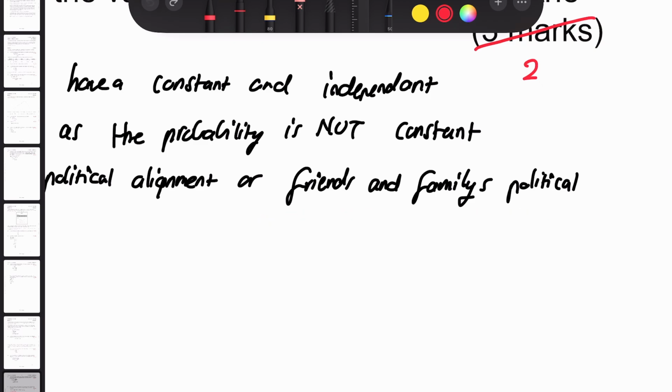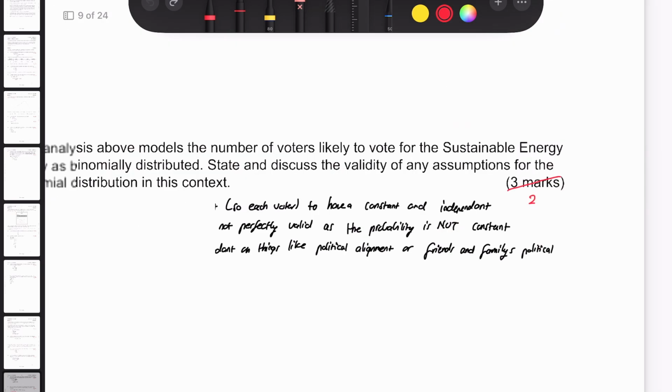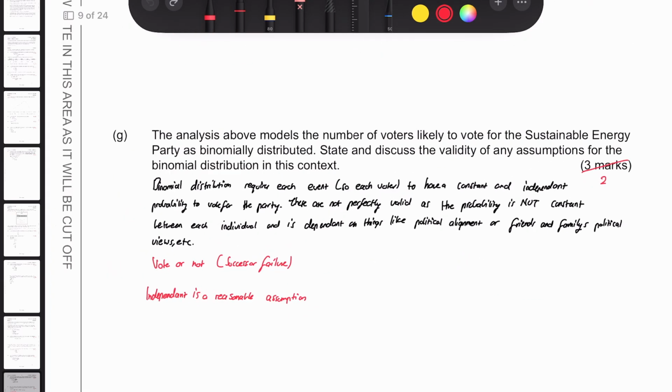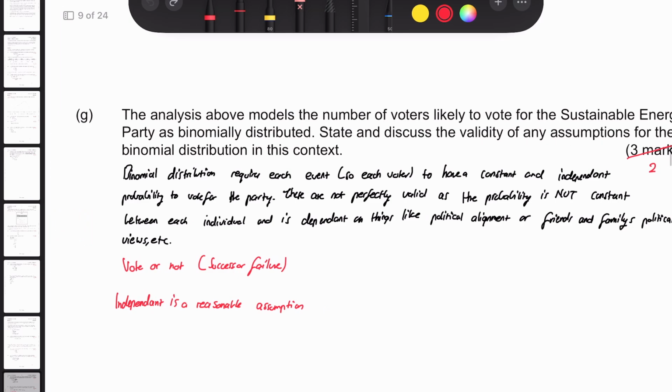I mean, they're interconnected, they interact with the people around them. So obviously, if your mom and dad are more likely to vote for this party, you're probably not going to be independent of that opinion and their probability themselves. So the marking key just said you needed justifications with your assumptions. So I gave myself the mark. I think it's a perfectly fine thing.